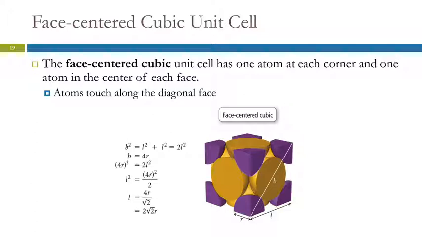Third type of cubic unit cell is face-centered. So here what we have is on the face of the cube, we have an atom that is centered. So the atom is centered on the face. The previous one, there was an atom centered in the middle, in the body. Here we have a face-centered atom here, here, here, and here. So there are six of those. There are six sides on a cube.